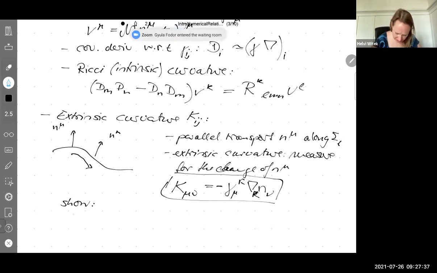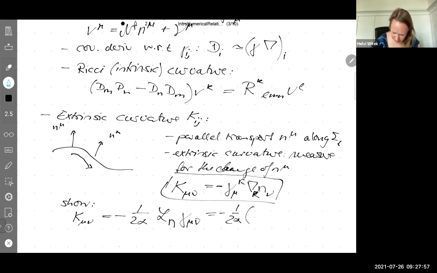You can show that the extrinsic curvature, K_mu nu, can be related to minus 1/2 alpha times the Lie derivative along the normal vector of our induced metric. If I write this out, this can be related to the time derivative minus a Lie derivative along the shift vector of our metric. If you look at this second relation, then you can see that we can interpret K_mu nu, the extrinsic curvature, as a kind of momentum to the metric.